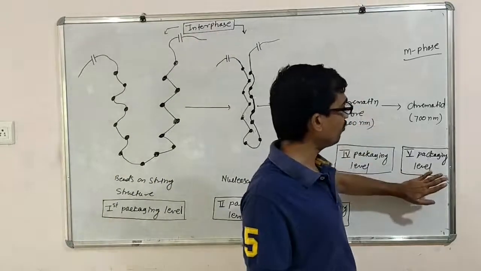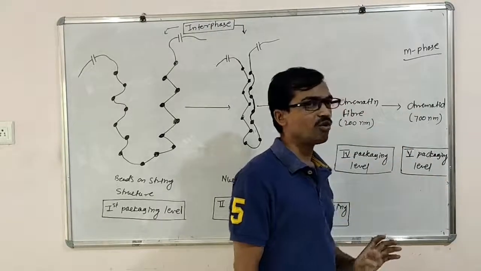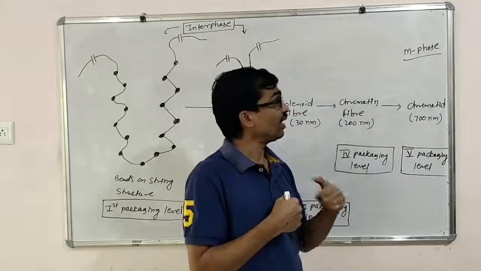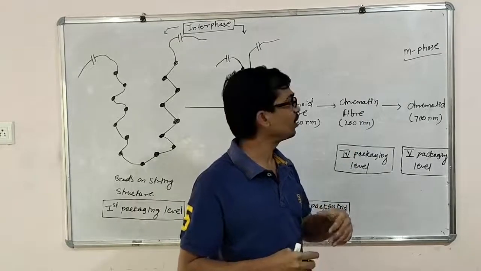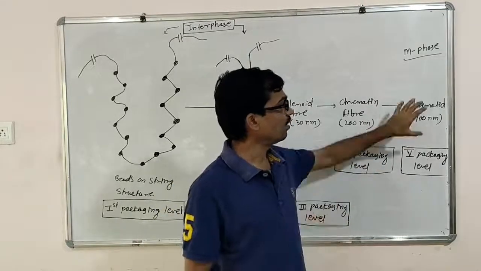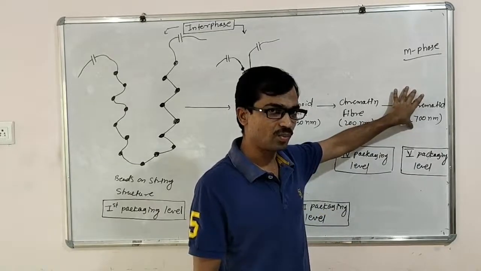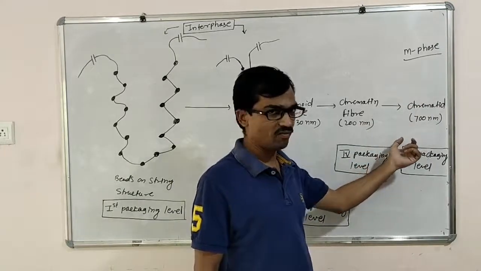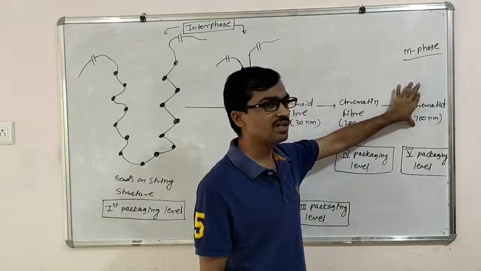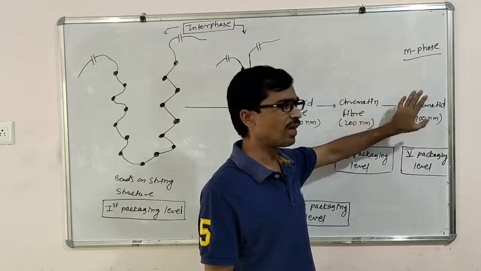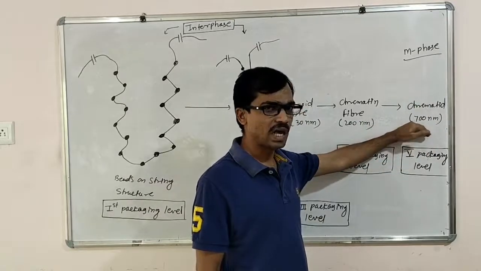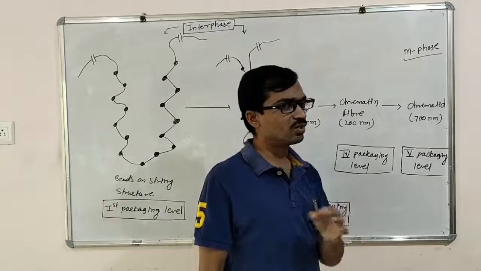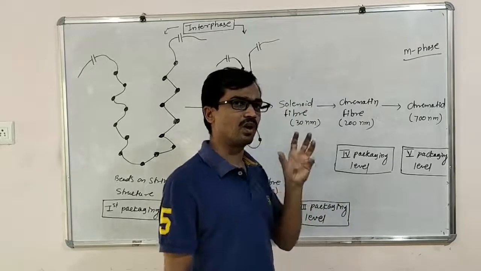And finally, the fifth packaging level comprises the formation of chromatid, where the chromatin fibers condense further, especially in the M phase. At the start of the prophase, the chromatin fibers start condensing and they get highly condensed at the end of the prophase, and we can observe chromatids in the prophase and in the metaphase of the M phase also. So highly condensed form of the chromatin fiber or chromatin is chromatid, and it is 700 nanometer in its thickness. And as we enter from prophase to the M phase, the two chromatids attached to the single centromere of a single chromosome are observable.